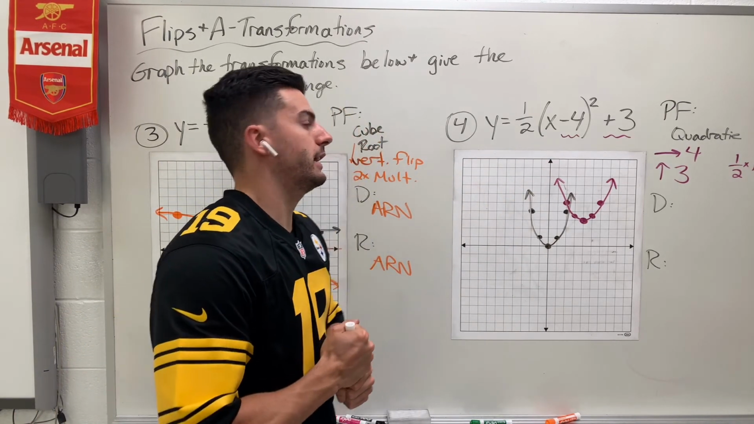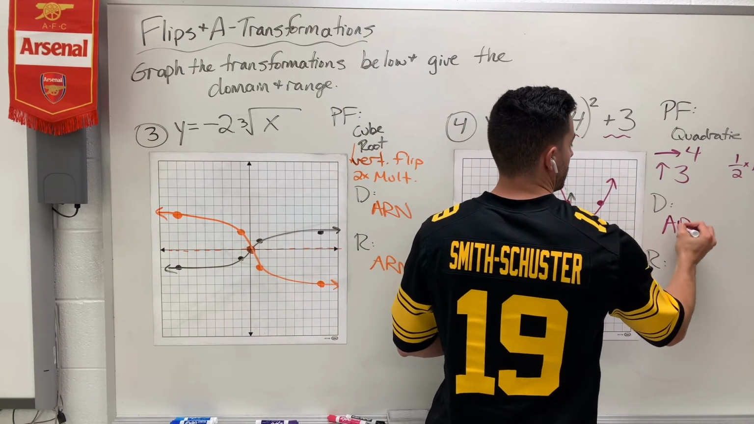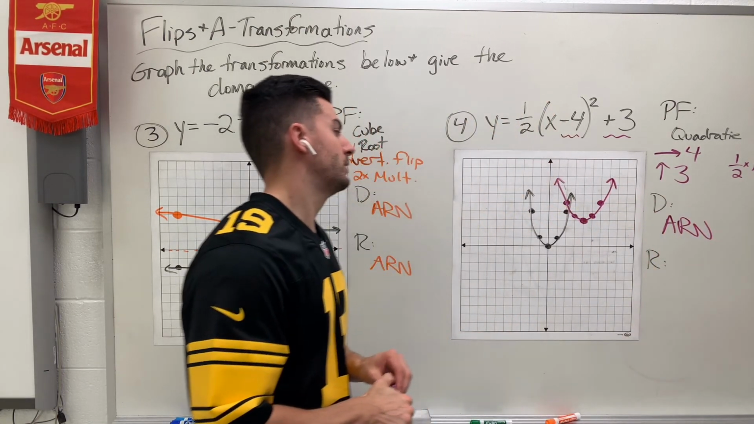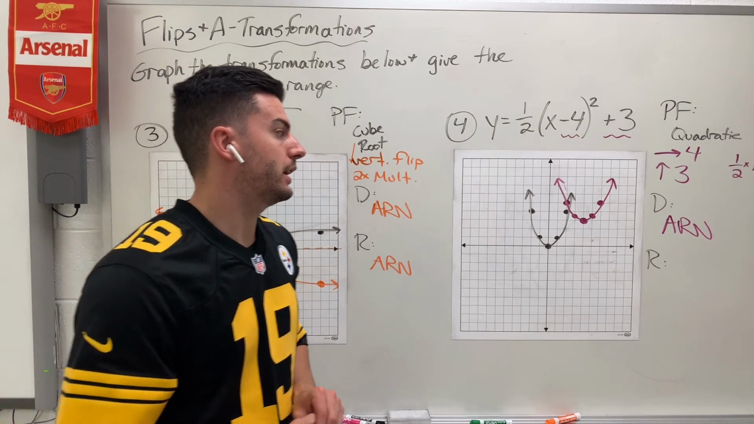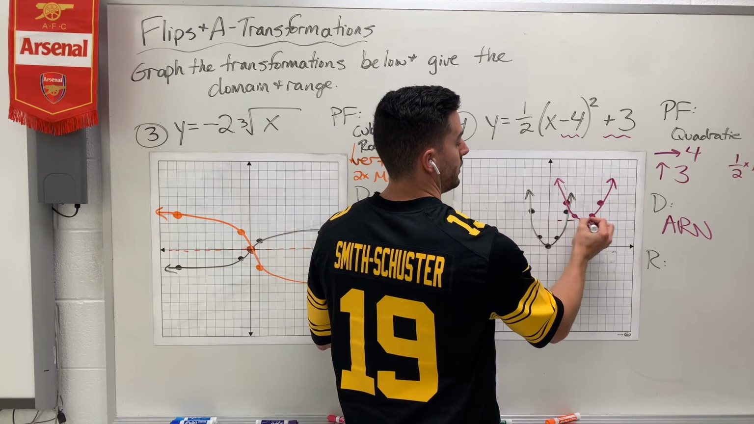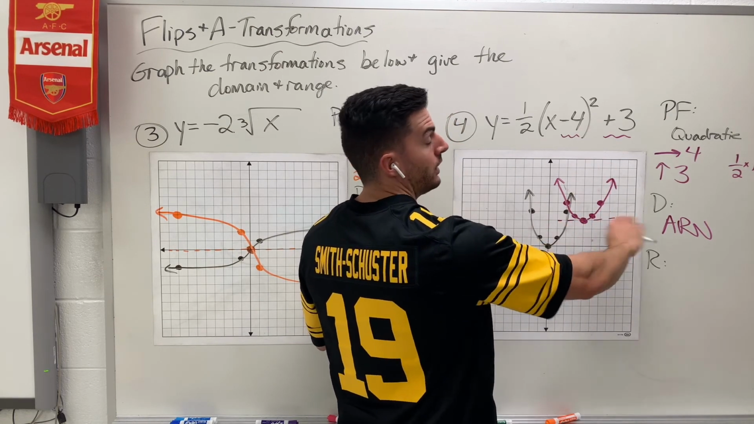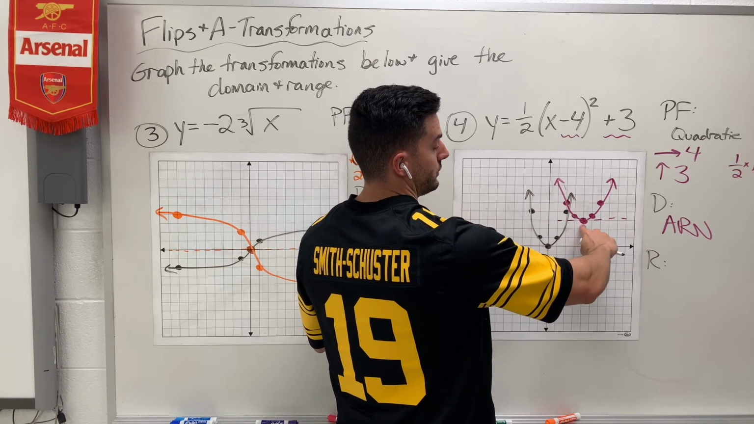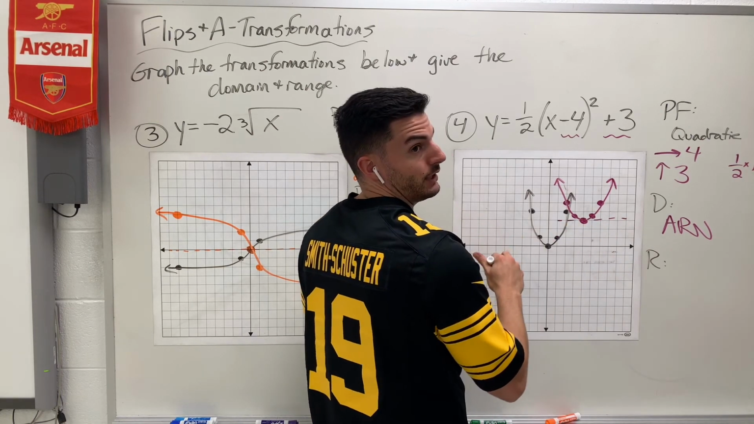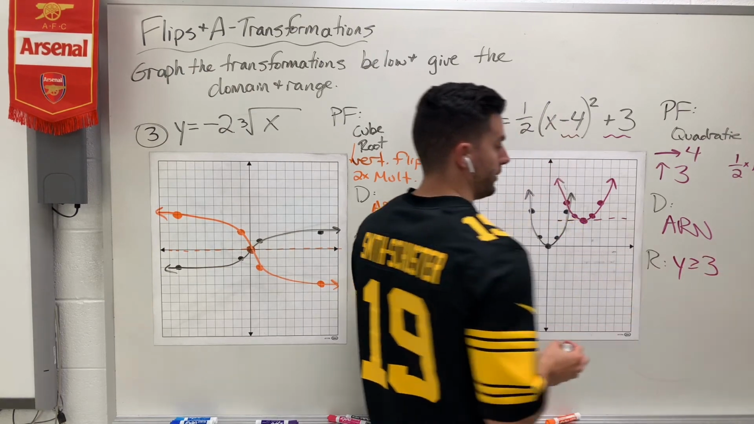And then again, domain and range. Domain, it will extend forever left and right, like all quadratics do. And then the range, does it go up and down forever? No, it's going to go up forever, but it's not going to go down forever. The lowest this maroon curve ever goes is here, and that's 3 on the y-axis. So we'd say y is greater than or equal to 3.